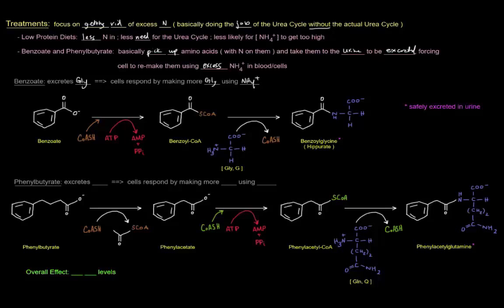Phenylbutyrate does pretty much the same thing except with a different amino acid. It does it with glutamine, so it excretes glutamine, and the cells respond by making more glutamine, again using the NH4+ that's around. So this is phenylbutyrate here. We'll add a coenzyme A and an acetyl-CoA comes off, turning that phenylbutyrate into phenylacetate right here. And we'll add a coenzyme A and some ATP.